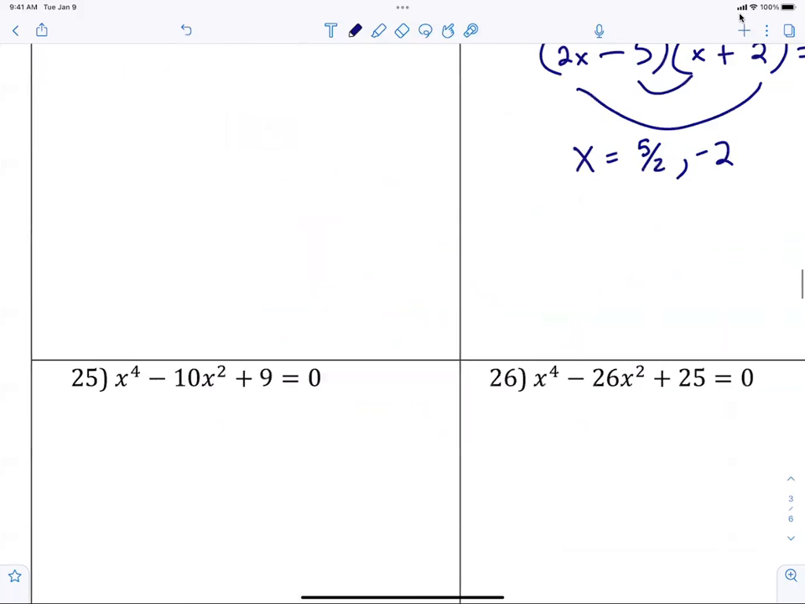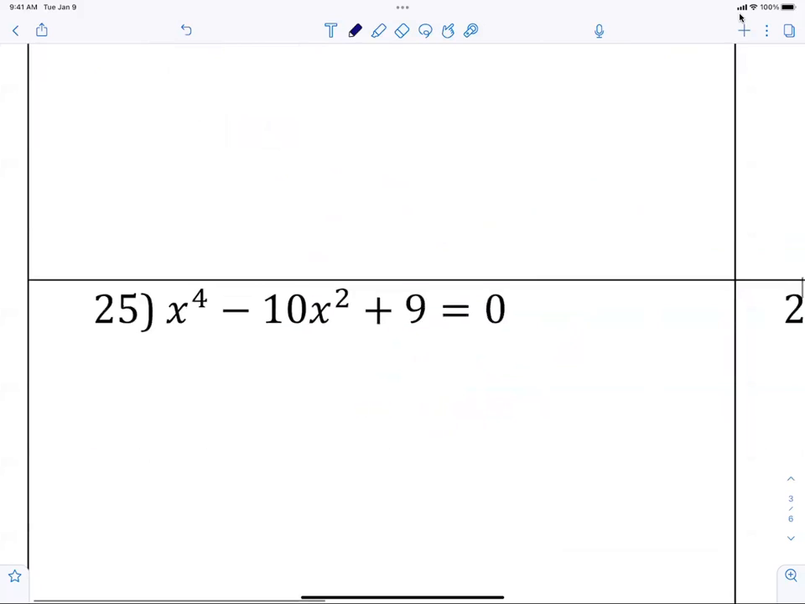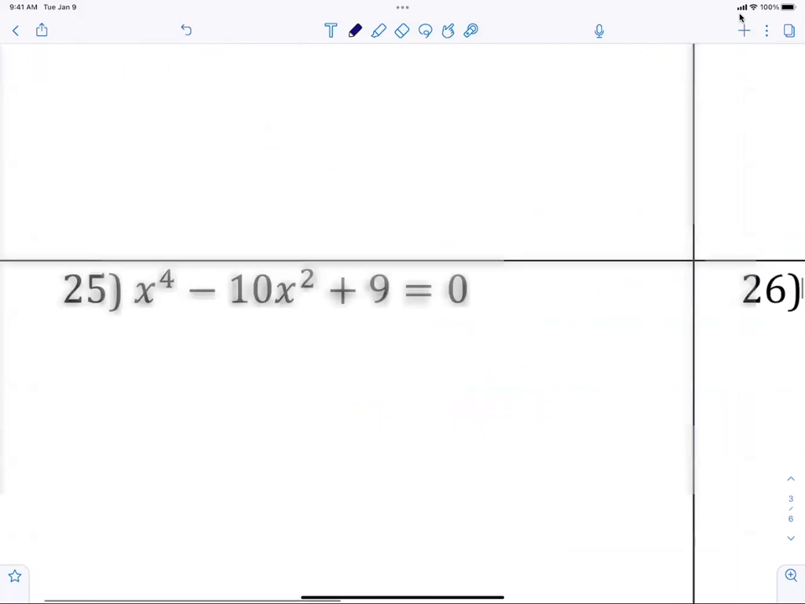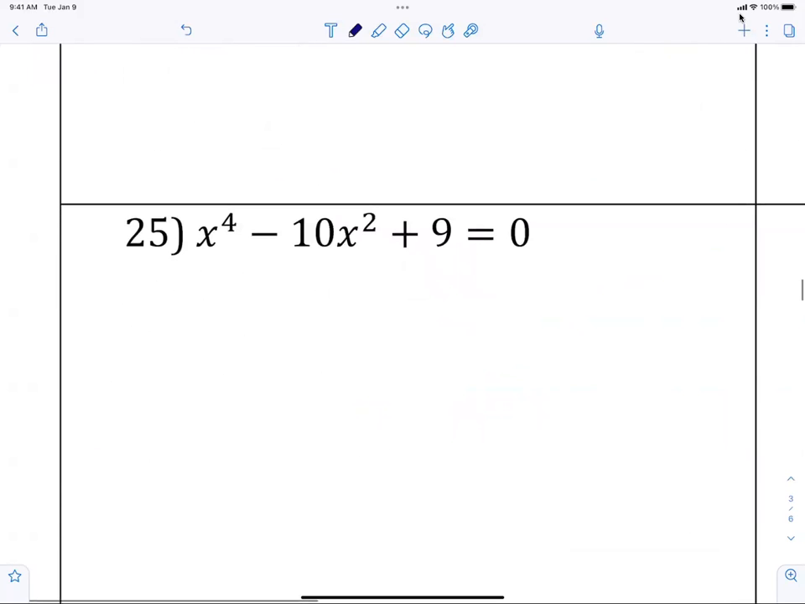All right, here we go. 25. How many solutions are there? 4 solutions. What did I say? Thank you, you're welcome. All right, here we go. Now we're factoring. All right, this was on the test. Very similar. Everybody knows how to factor this. This becomes x squared minus 9.